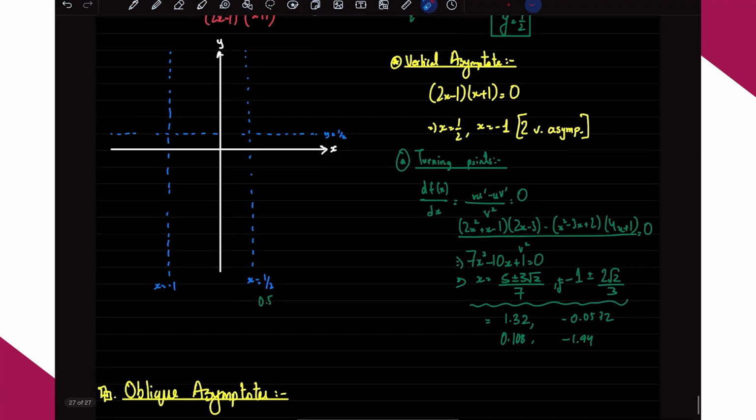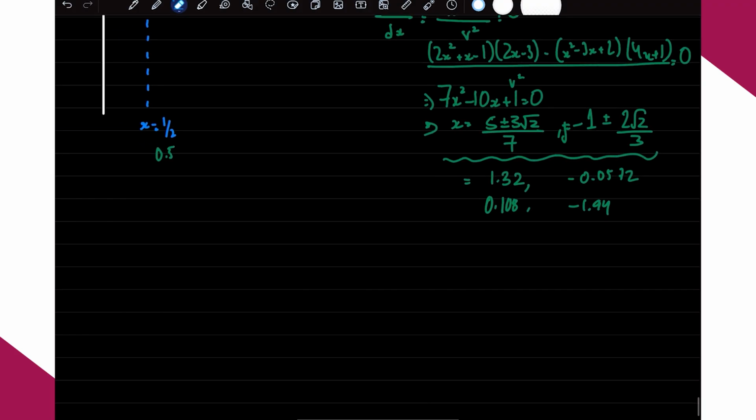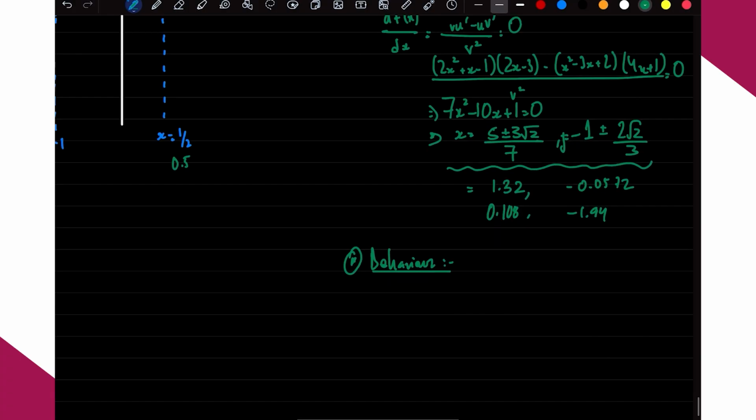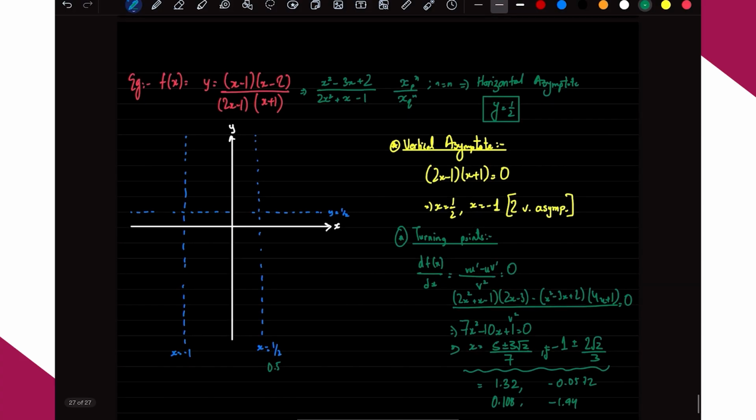All right. So now our final thing is to work with how the curve behaves. I'm going to be erasing the horizontal oblique asymptote for a while. I want to see how the curve behaves. So let's go ahead and see how the curve behaves. Behavior. All right, so we want to test out the behavior of this curve. So the curve is going to behave in the following manner.